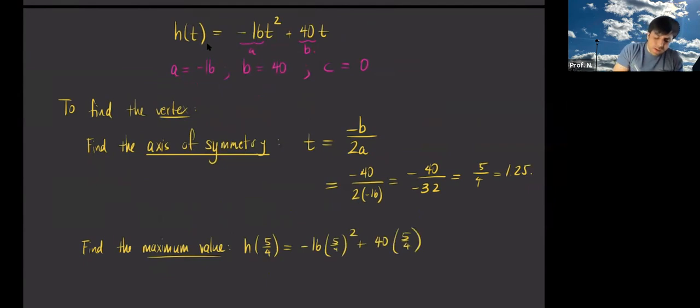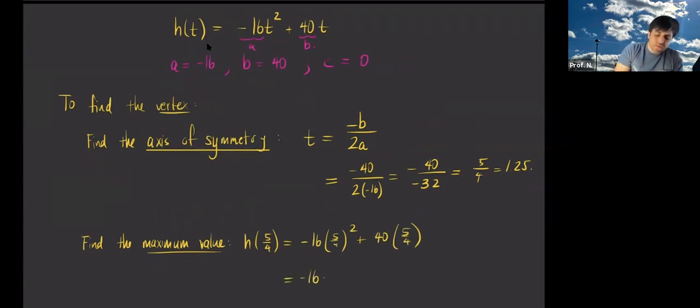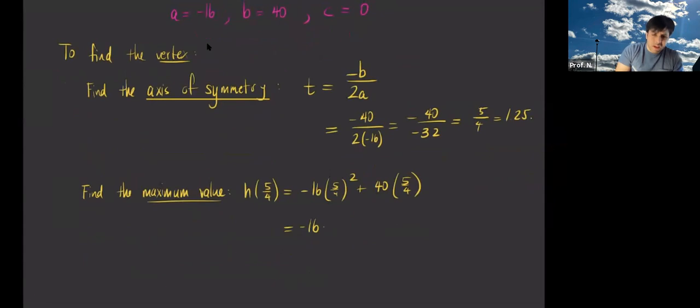The reason why I use this instead is because fractions are a little bit easier to deal with when you multiply it out like this. 5/4 squared is really what? 25 over 16. And the 4 here cancels with the 40 and I get 10. So 10 times 5 is 50. So 5/4 of 40 is 50. The 16s here cancel as well, and I'm left with what? Negative 25 plus 50 equals positive 25.